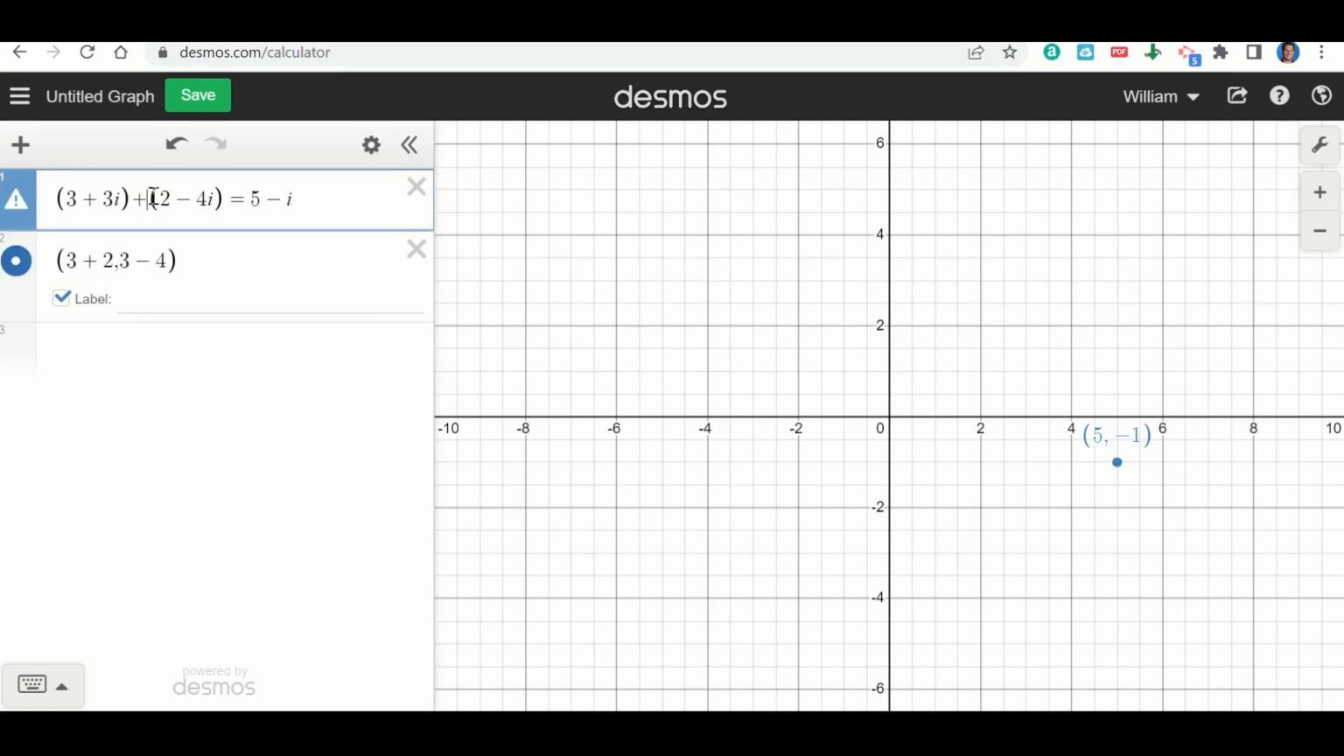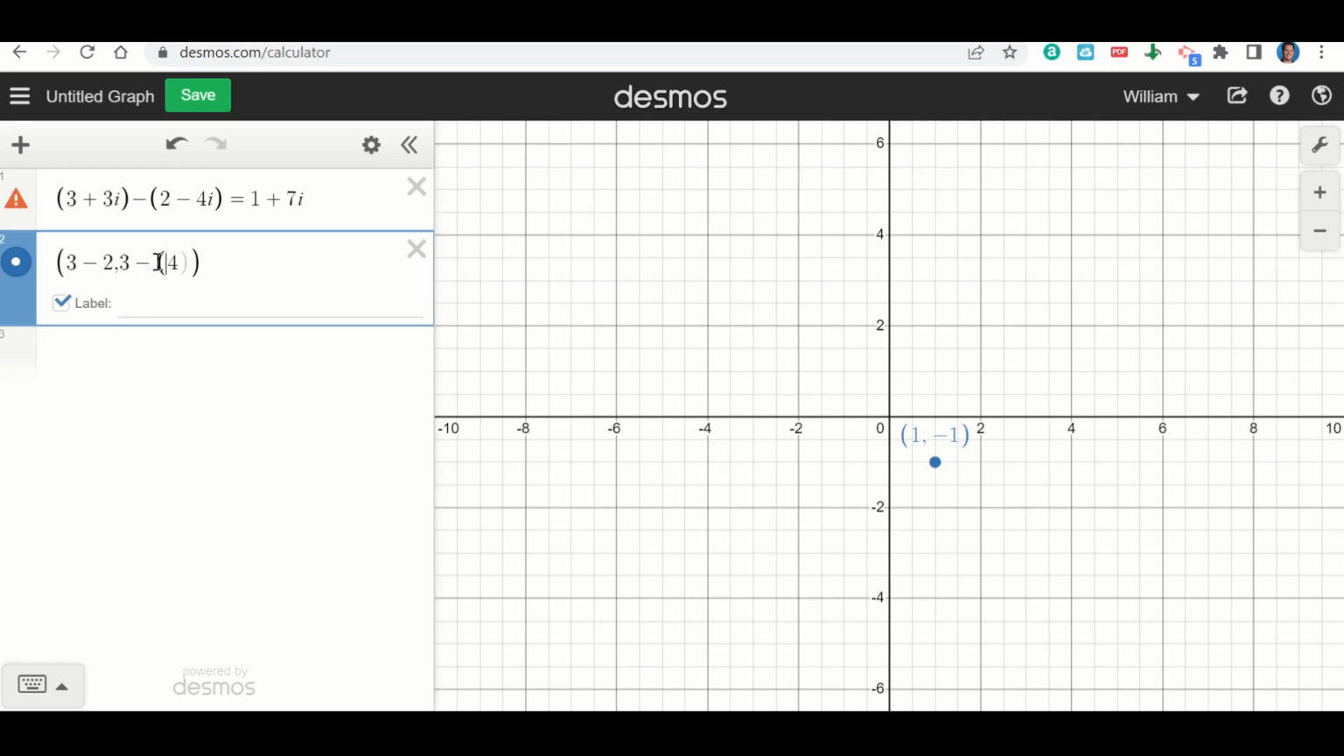Now we could also do this with subtraction. So if we subtracted these instead, now we get 3 minus 2, which we think is 1, and 3i minus negative 4i, which we think should be 7i. Now we can place that in here. So this becomes 3 minus 2 and 3 minus negative 4. And when we do that, we know that 3 minus negative 4 becomes 3 plus 4, right?